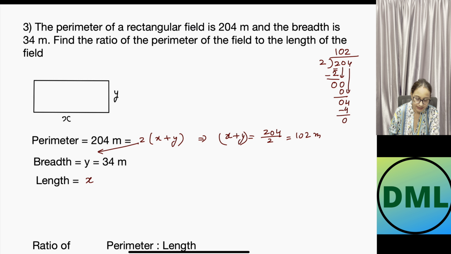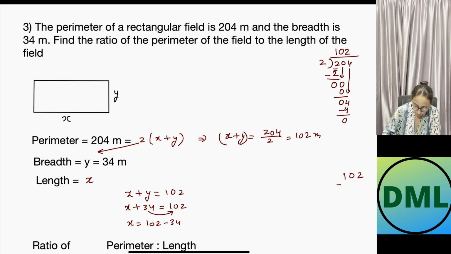How do we calculate this X? We have X plus Y is equal to 102. X plus Y, where Y is 34, is equal to 102. I need to calculate X, so I move this 34 to the right hand side. X is equal to 102 minus 34. I need to subtract it. Let's subtract it here, 102 minus 34.